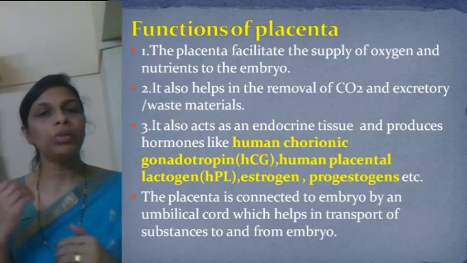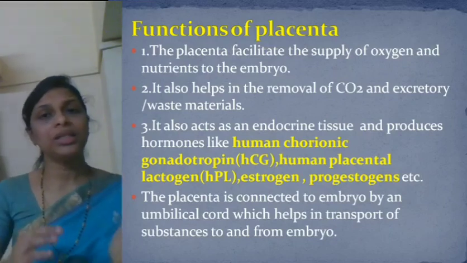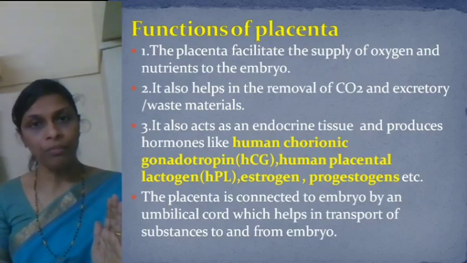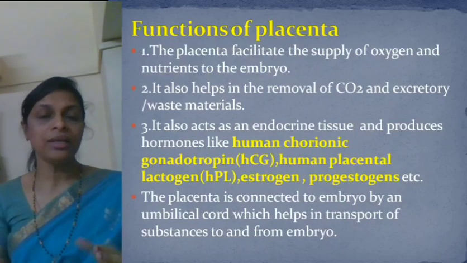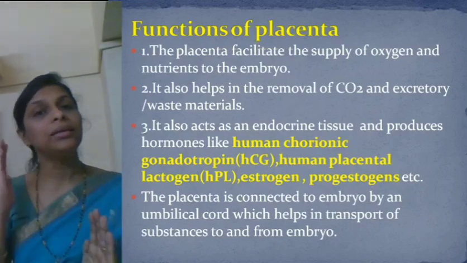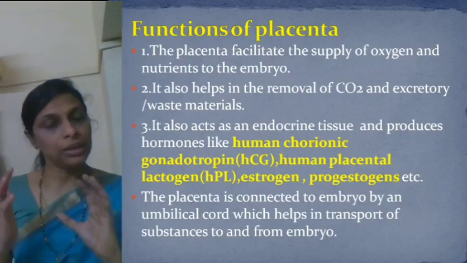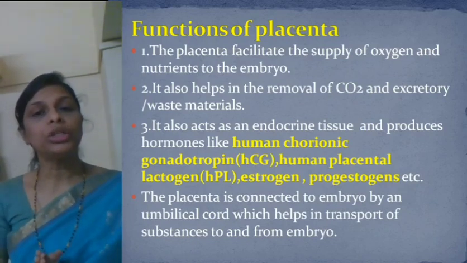So what is the difference between placenta and umbilical cord? Placenta is a connection between fetus and the maternal body, right? That is the trophoblast layer and the endometrial lining. And umbilical cord is a connection between the fetus and the placenta. Placenta is a membrane. This umbilical cord is a cord. Okay, so that is all about the functions of placenta.